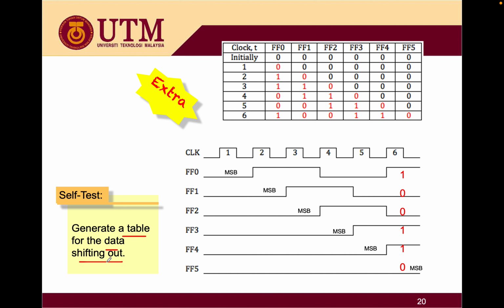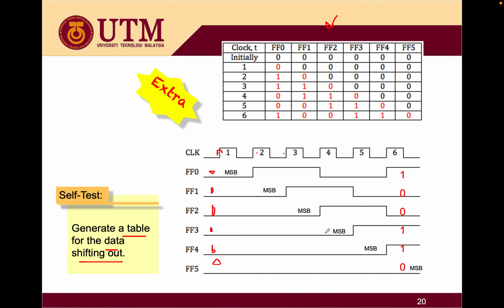So you need to come out with your own table. This is the shift in, I believe. So at this part, you're going to see here is your clock 1, clock 2, 3, and until 6. Initially, you have 0, 0, 0, 0, 0, 0. This timing diagram is for your shift in.